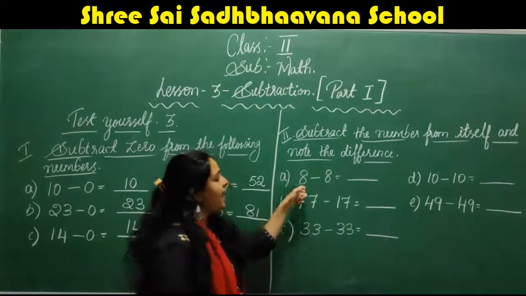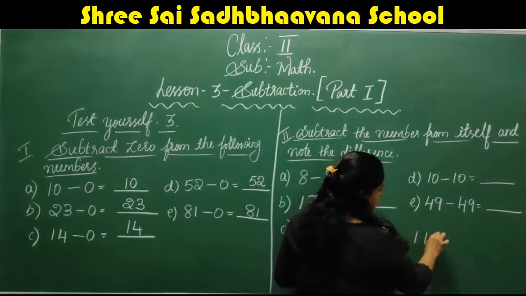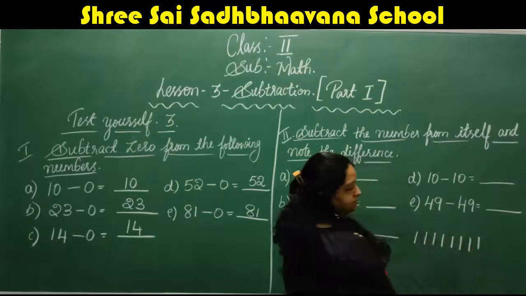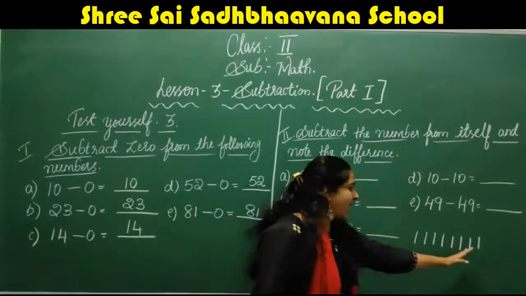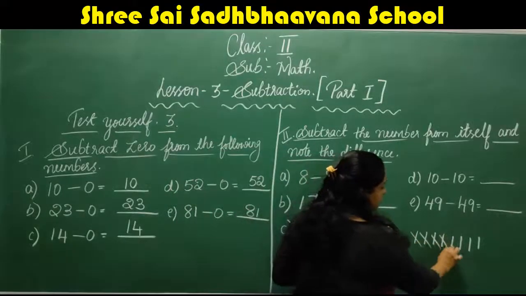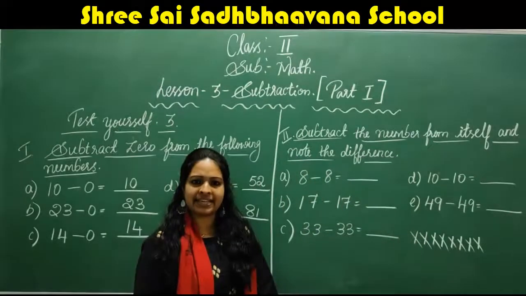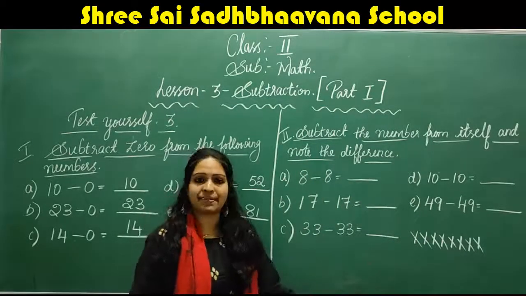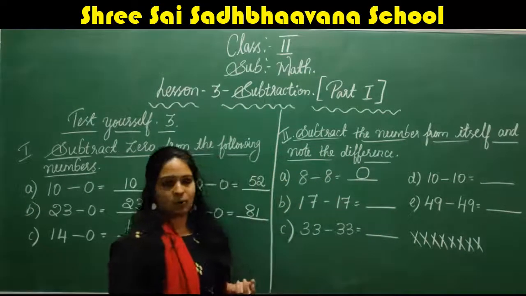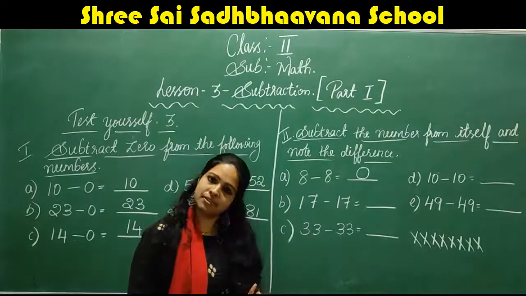Let us see here, 8 minus 8. Let me draw and show you. Here 8 lines I will draw. 1, 2, 3, 4, 5, 6, 7, 8. Now from this 8 I have to minus 8. 1, 2, 3, 4, 5, 6, 7, 8. So how much is remaining? Can you see anything there? There is nothing remaining. That means the answer is 0. Similarly, 17 minus 17. How much? 0.